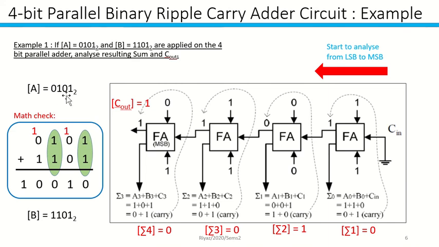So you have 0, 1, 0, 1 and 1, 1, 0, 1. So 1 plus 1 is 0, you have a carry 1. 1 plus 0 plus 0 is 1. 1 plus 1 is 0 carry 1, so you have 1 over here. 1 plus 0 plus 1 is 0 carry 1. So you have 0, 1, 0, 0 and the carry as 1. So you have a 1 over here. So this confirms that this particular addition will end up as the result mentioned earlier.